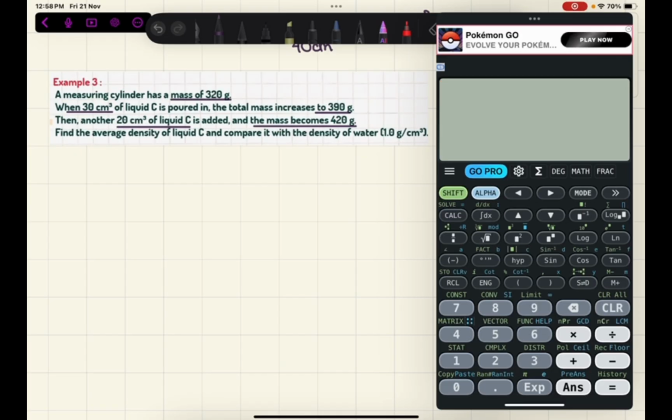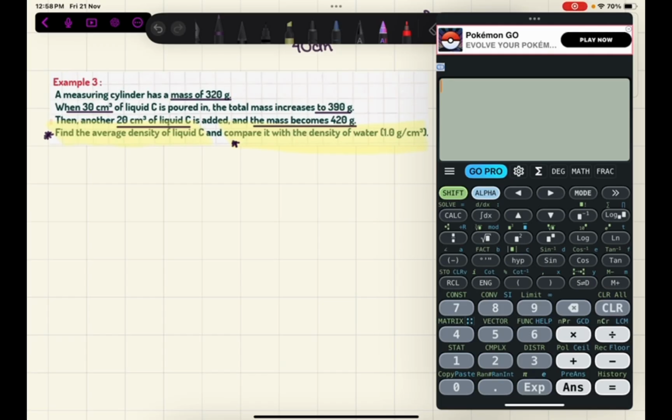So for this question, we have two questions to answer. First, we need to find the average density of liquid C, and we need to compare it with the density of water. So we have two sub-questions. But never mind, we'll do it together.